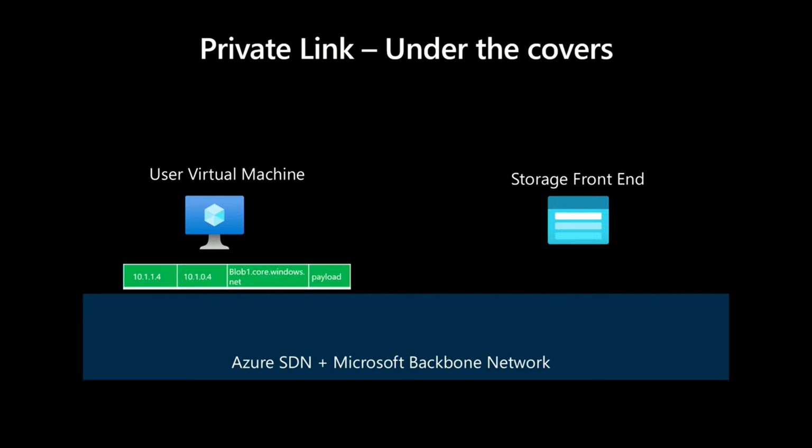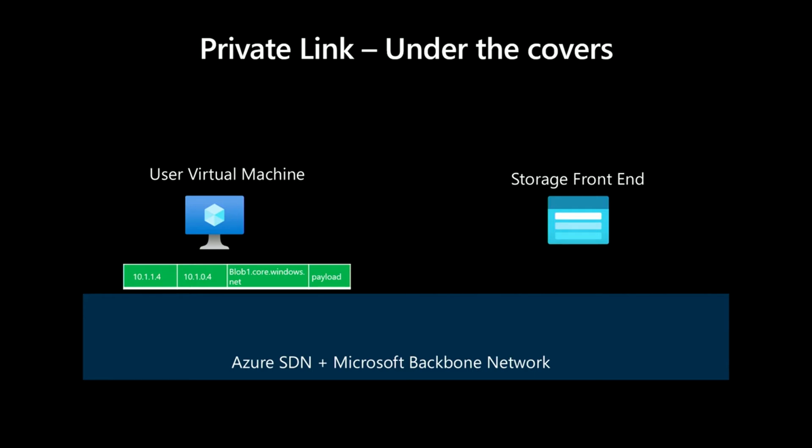So the VM starts sending a packet, right? The source is its own private IP address. Now with Private Link, the destination is also a private IP address, but it is actually to that particular blob account. It has payload after that. That's how the packet originates from the VM, right?